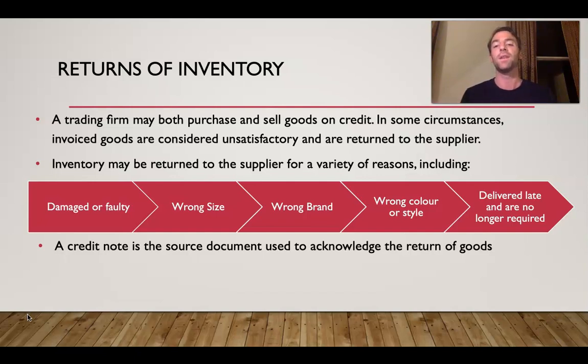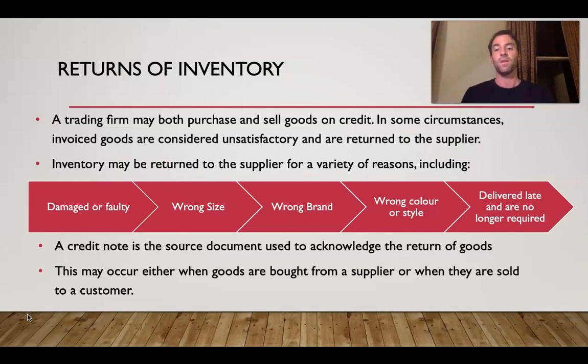Anytime that happens, there is a source document. And that source document is a new one, and we call it a credit note. The credit note is the source document used to acknowledge the return of goods. And as we just said, this might occur as a business if we are unhappy and we are returning it to a supplier, or when we sell a good to a customer.